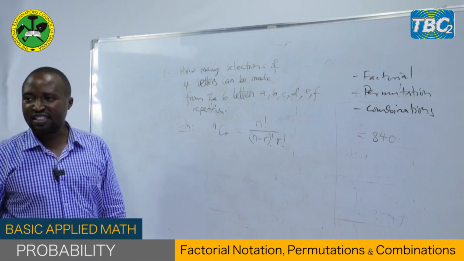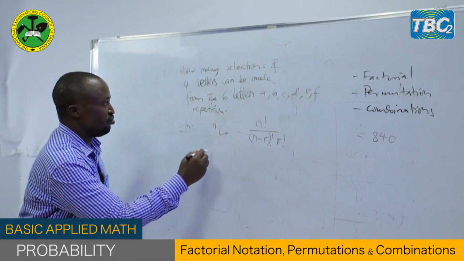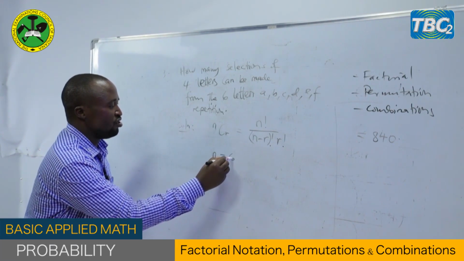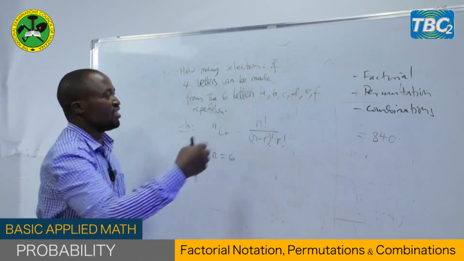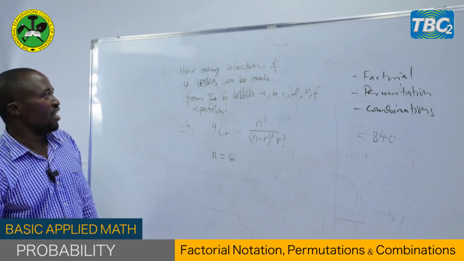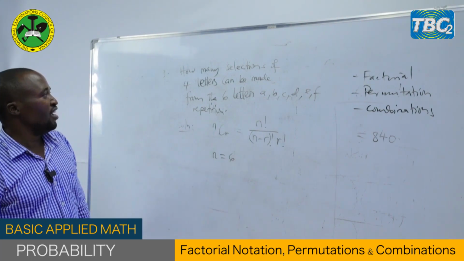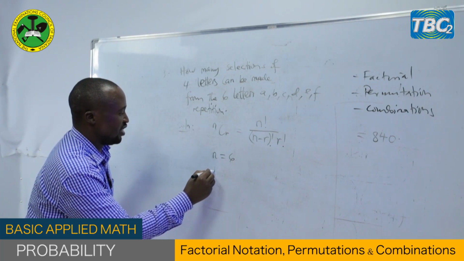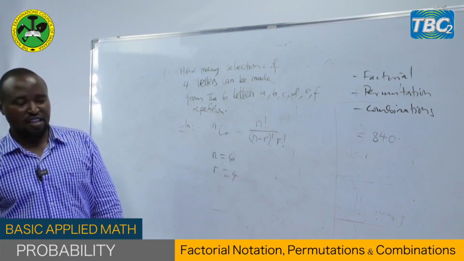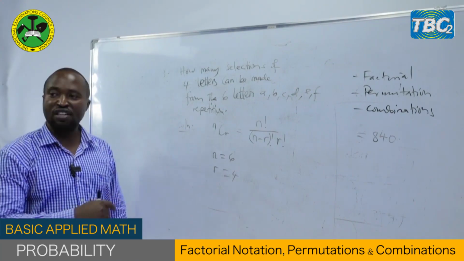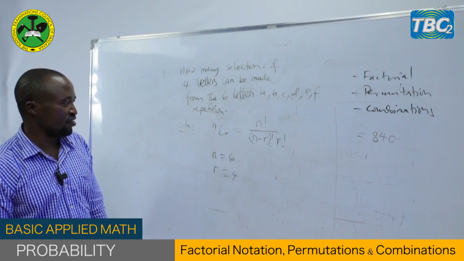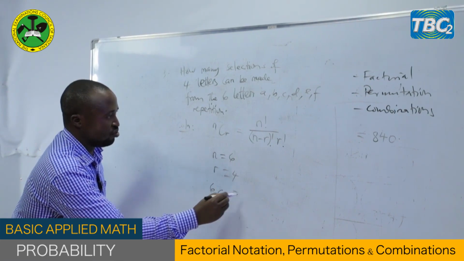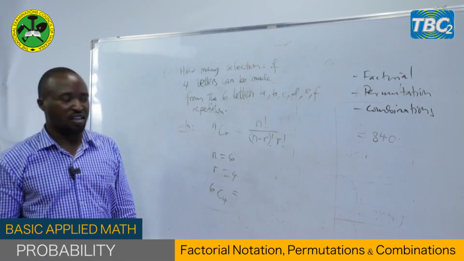Now, how many letters are we having here? We have to count them. We have 6 letters. Therefore, the value of n will be equal to 6. We just count the given letters, that is A up to F. And of course, from a total of 6 letters, you need only to select 4. So, of course, here r will be equal to 4. Out of 6 letters, you need to select only 4 without the care of order. So that is 6 combination 4, equal to, now just substitute in our general formula.